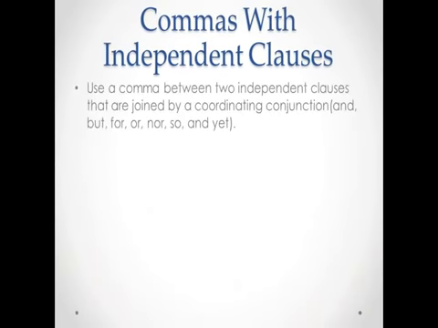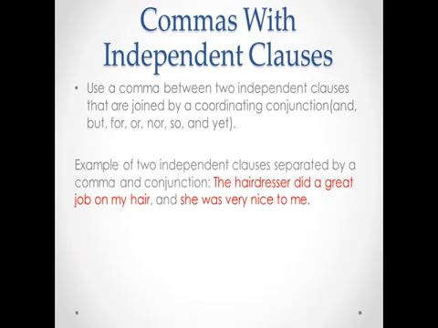So here we have commas with independent clauses. You use a comma between two independent clauses that are joined by a coordinating conjunction. So: and, but, for, or, nor, so, and yet. An example of two independent clauses separated by a comma and a conjunction is, "The hairdresser did a great job on my hair, comma, coordinating conjunction, she was very nice to me."